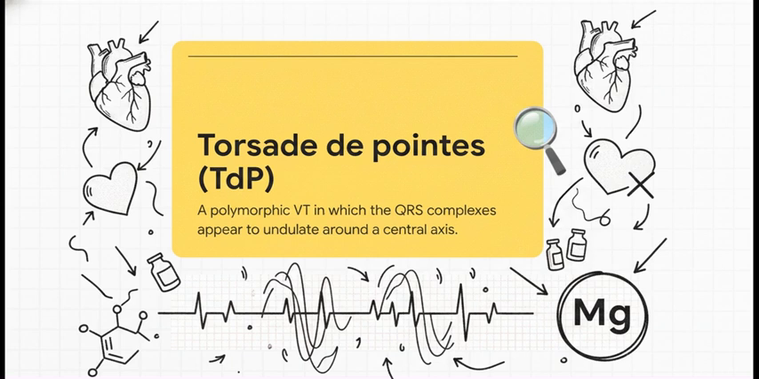It's a rapid, polymorphic ventricular tachycardia where the QRS complexes literally appear to undulate and twist around a central axis on the ECG monitor. It's heavily associated with a delayed ventricular repolarization, specifically triggered by those Class 1A and Class 3 potassium-blocking drugs we just went over. When this happens, it requires immediate intervention, often with IV magnesium sulfate, and of course stopping the offending drug entirely.